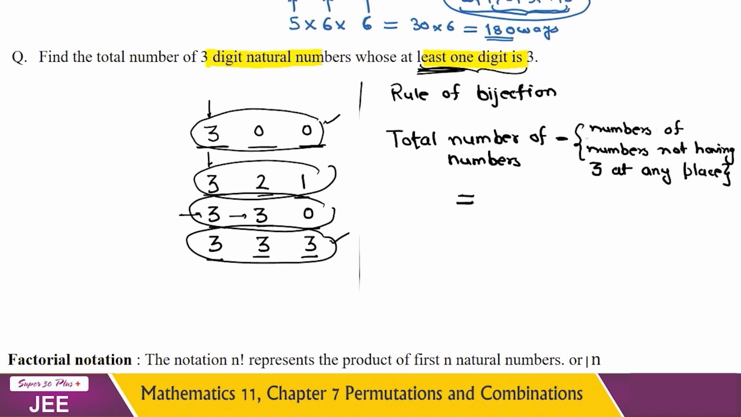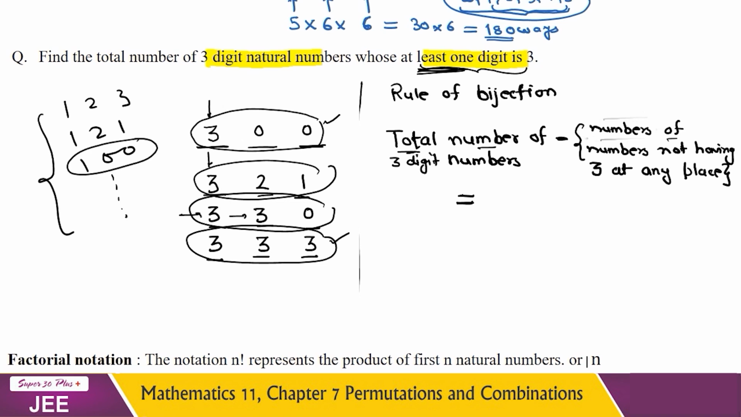Alright, let me explain what I am trying to say. We can first count the total number of 3-digit natural numbers that can be found. Now in that total there will be a number like 123, a number like 121, a number like 100, and so on. But from these total 3-digit numbers, I am subtracting the numbers not having 3 at any place. I am subtracting those numbers like 100 because it is not having 3 at any place. I am subtracting this number.